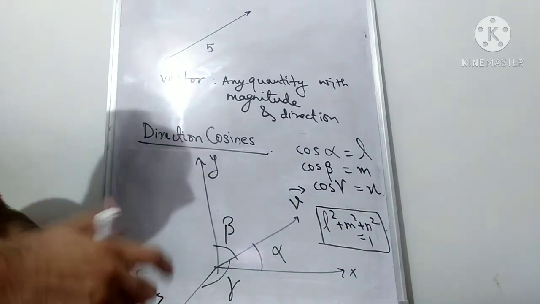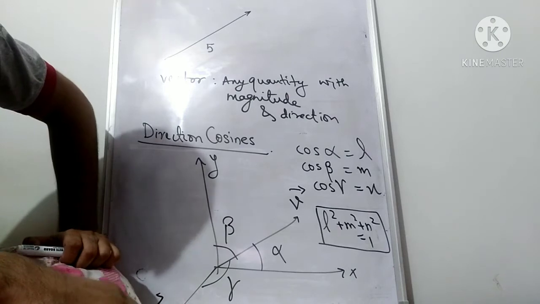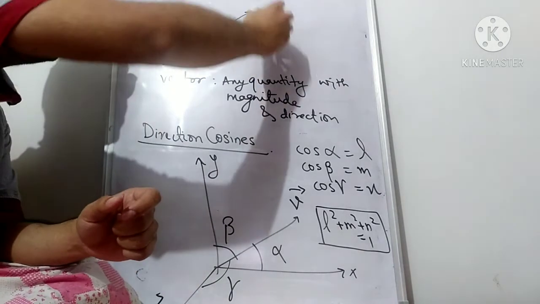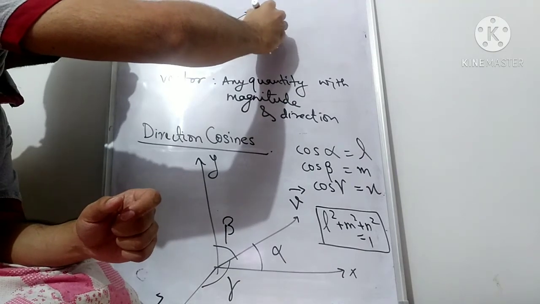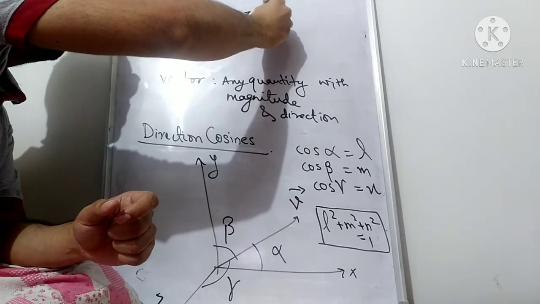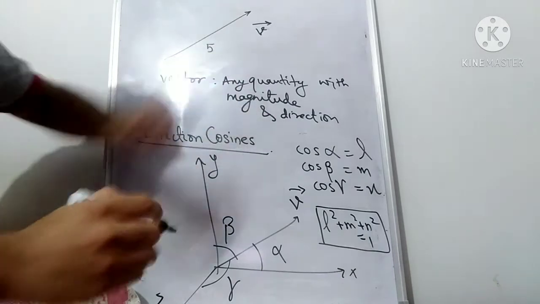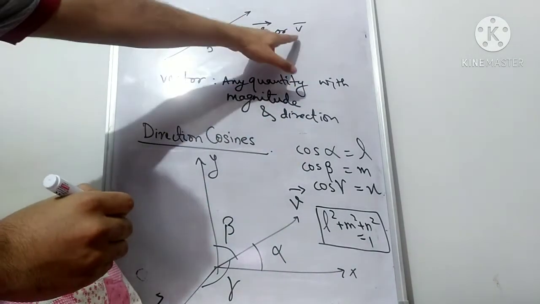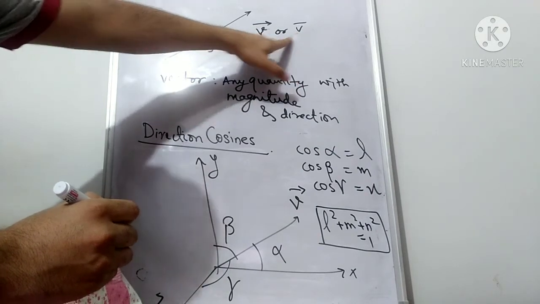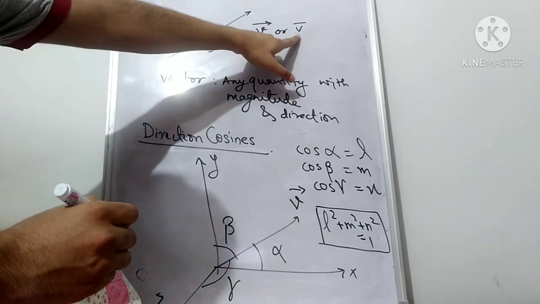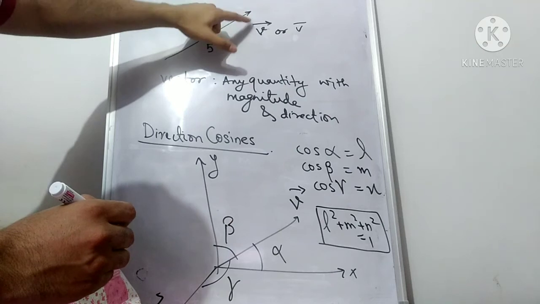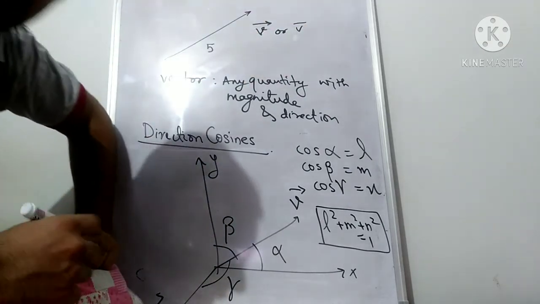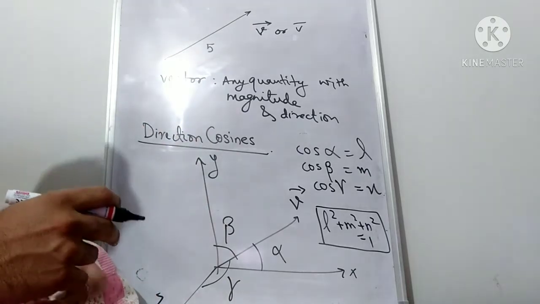Okay, so this was all about direction cosines. Then representation: in any representation we basically use a letter for a vector, and then either we put an arrow above it, or we just put a line like this. So in this way we can represent or denote any vector. If we write the letter and on top of that we put either an arrow or a line, then that is a symbol or notation for a vector.